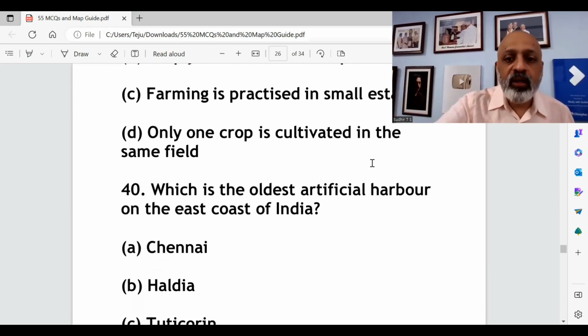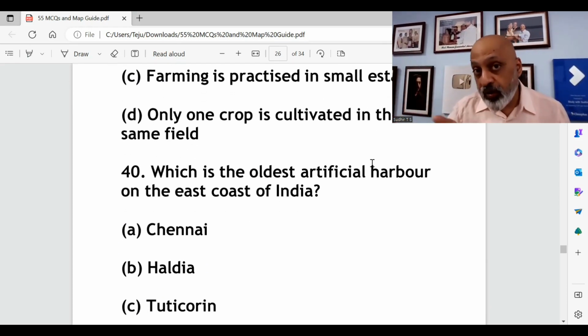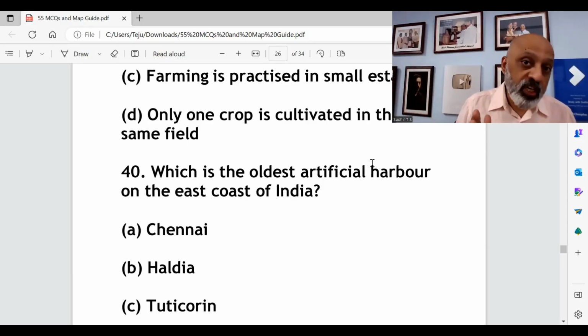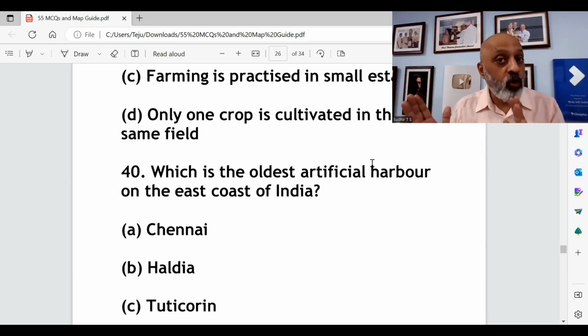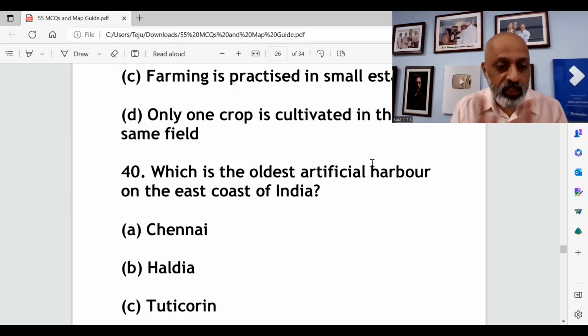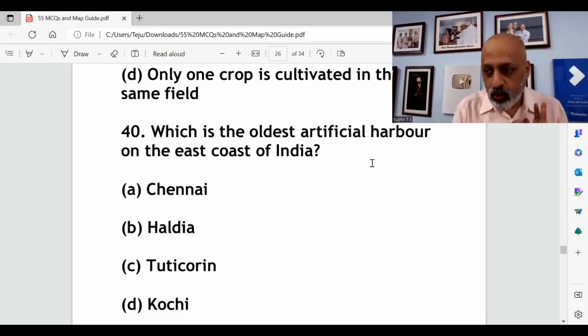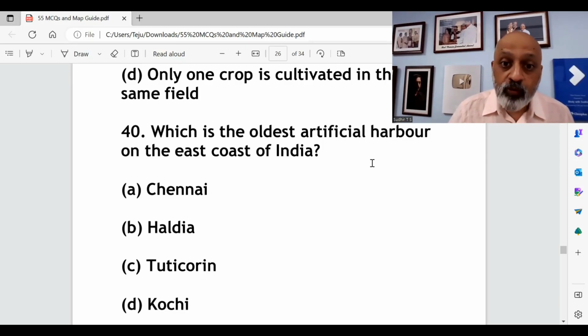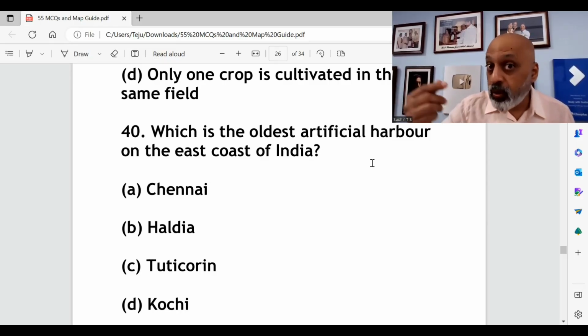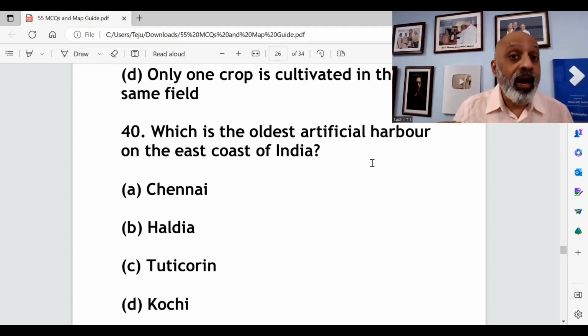Which is the oldest artificial harbor on the east coast of India? तो आपको हार्बर्स ट्रांसपोर्ट चैप्टर में हार्बर्स कौन से ईस्ट कोस्ट पे है, कौन से वेस्ट कोस्ट पे है, ये सब आपको मालूम होने चाहिए. Is it Chennai, is it Haldia, is it Tuticorin which is also in Tamil Nadu, and is it Kochi? ना कोची तो वेस्ट कोस्ट पे है, तो कोची को तो काट दो. Okay, so the correct answer for the oldest artificial, Haldia तो नए, it was constructed newly to ease congestion at Kolkata port. So Haldia also gets ruled out. So here the correct answer is A, Chennai.